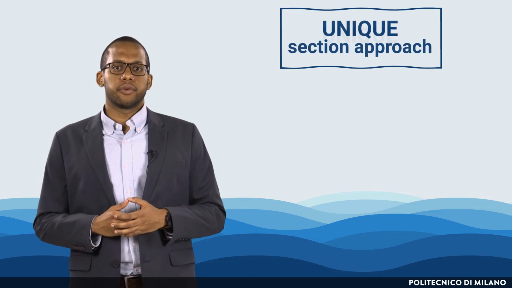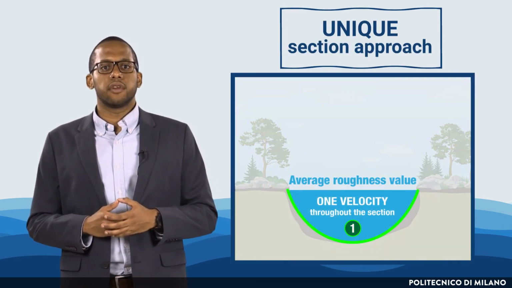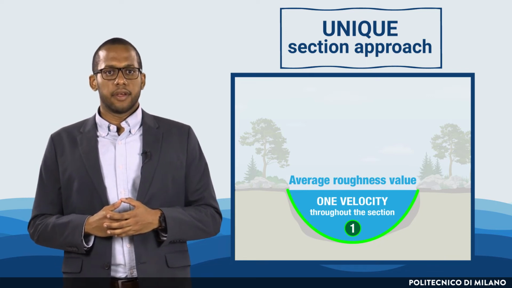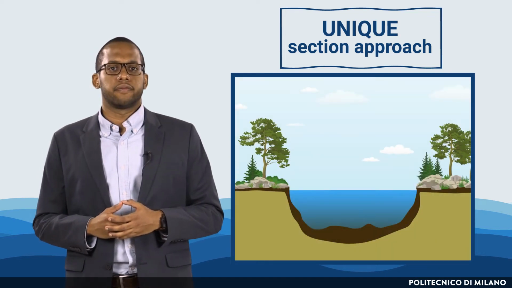The unique section approach considers the complex geometry as one entity and assumes one velocity throughout the section, calculated using an average roughness value. This method of approach is more accurate for this type of cross-section.